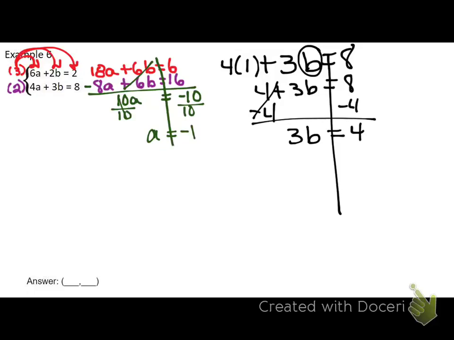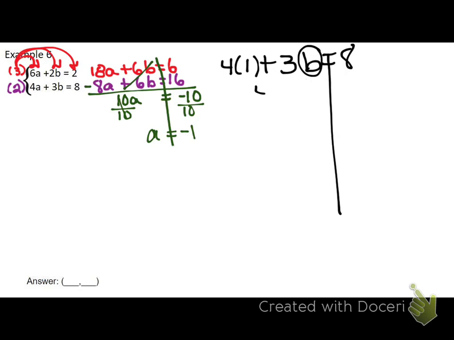Okay, sorry, let's come back up here real fast. When I substitute for a, what should that a have been substituted? It should have been a -1. So that's going to be -4 plus 3b equals 8.